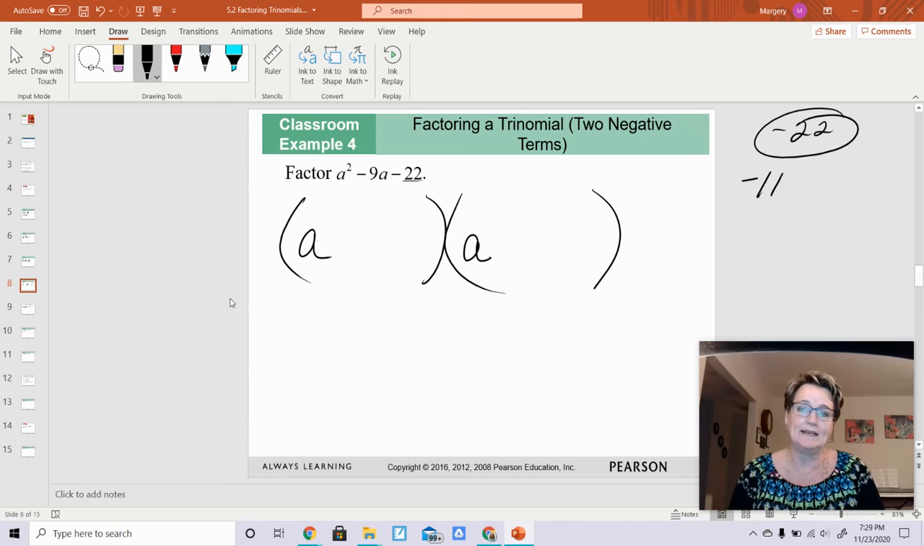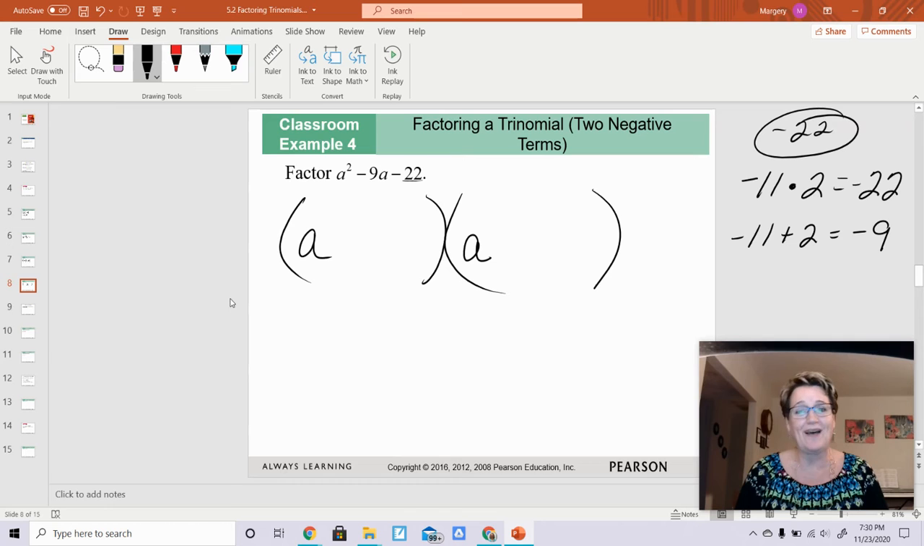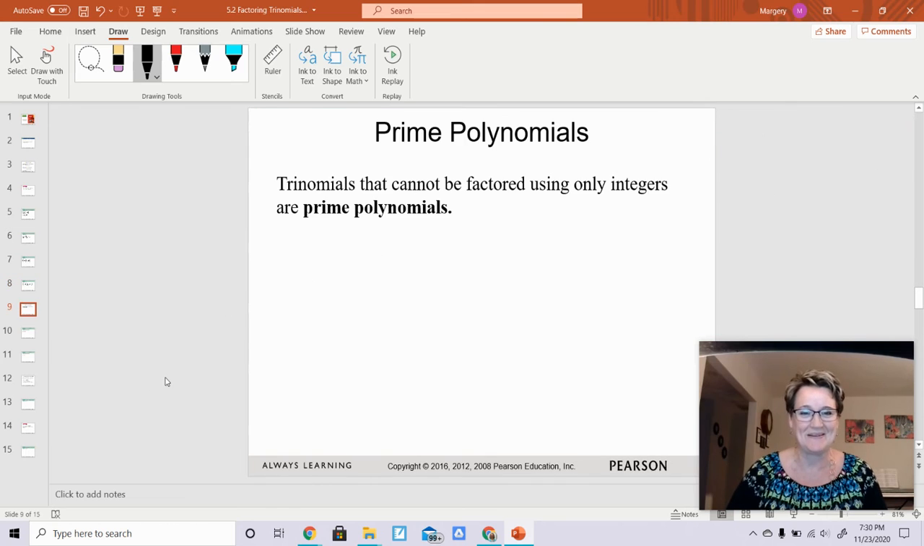Well, I know that a negative 11 times a positive 2 is a negative 22, and I know that a negative 11 plus 2 is negative 9. So we found our two factors. It's going to be a negative 11 and a positive 2. And we're done. Let's keep on going.